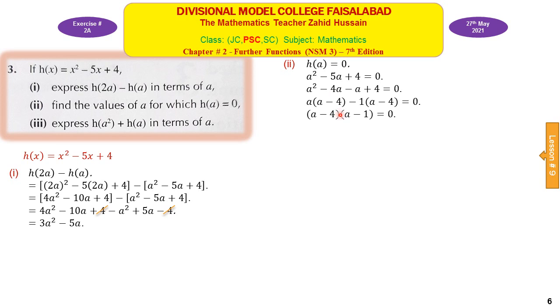The product of two factors is equal to 0. Therefore, we will put each factor equal to 0 and we will get the value of a. So a is equal to 4 or a is equal to 1. When the value of this function at x is equal to a is equal to 0, the values of a must be 4 or 1.